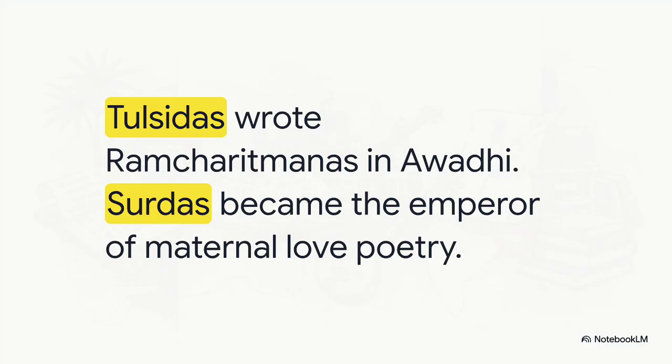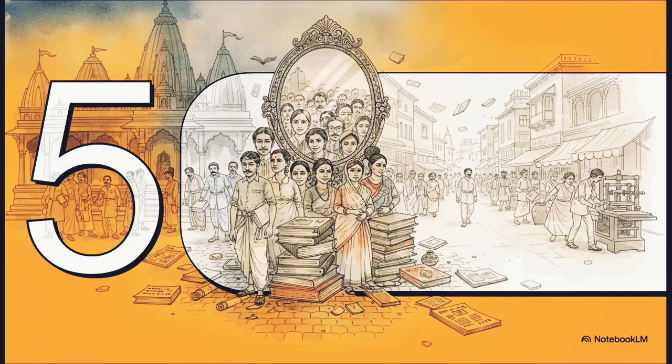Over on the Sagun side, devotion with form, we see some truly revolutionary acts. Tulsidas deliberately bypassed the elite, scholarly Sanskrit language to write his massive epic, the Ramcharitmanas, in Awadhi. That was the language of the common people, which brought the story directly into everyday households. And then there's Surdas. Widely believed to have been blind since birth, he wrote in Braj Bhasha and visualized the childhood of Lord Krishna with such intense, vivid emotion that he became known as the undisputed emperor of Vatsalya Ras, or maternal love.